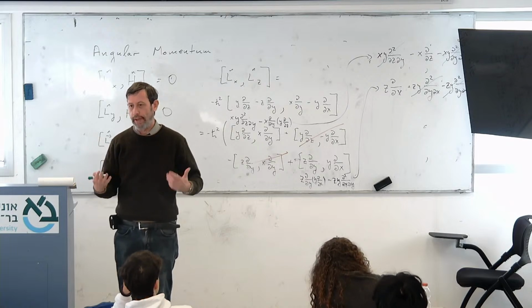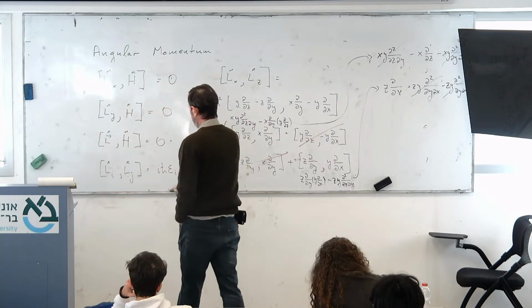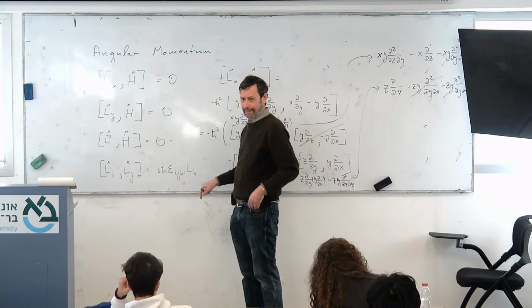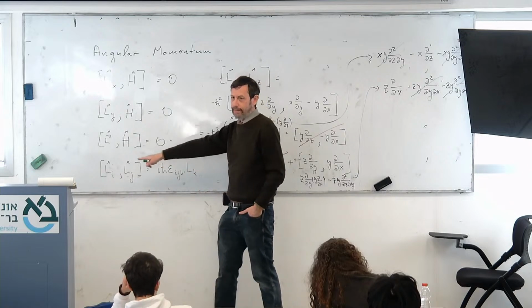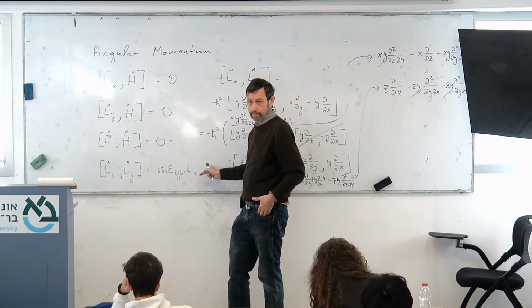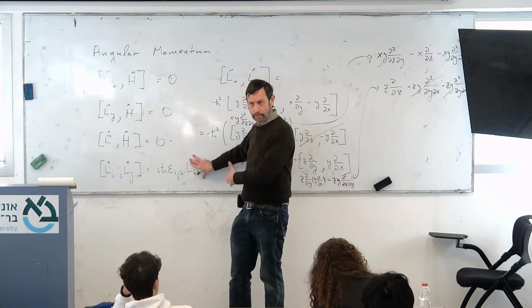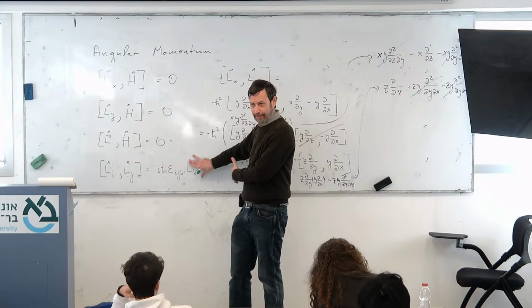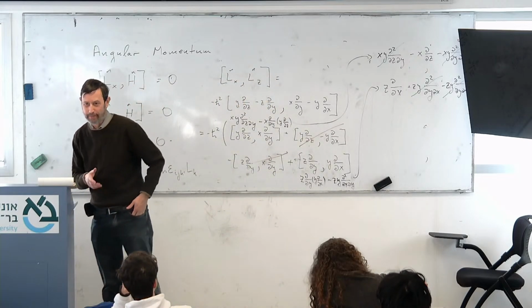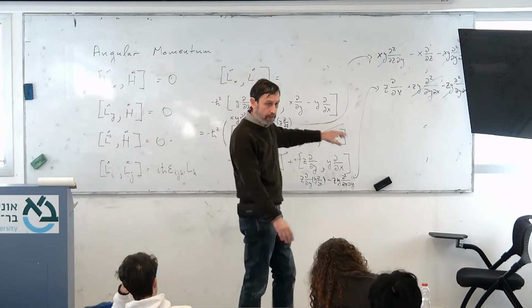Same goes for any permutation. XZ, you'll get your Ly. YZ, you'll get your Lx. So that's just the proof of what's written here. I have to do it 3 times. I did it 1 time, but the principle is clear.